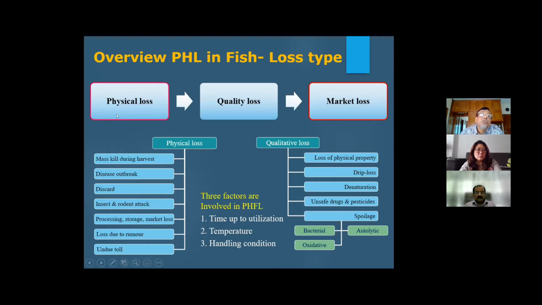So in Bangladesh so far, we have started post-harvest loss assessment mainly based on qualitative loss of fish, and from our project we have started a pilot loss assessment on physical loss and market force loss. A holistic approach on assessment of physical loss, market force loss, and quality loss has not yet been done. So we need to stress on this point. Three factors are involved in post-harvest fish loss. One is the time from harvest to utilization, another is temperature, and then handling conditions.